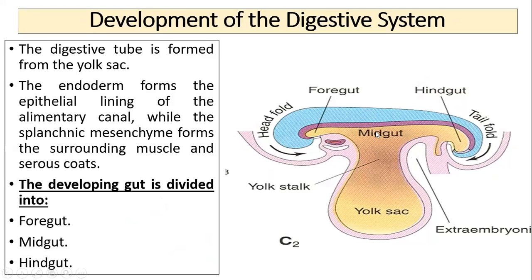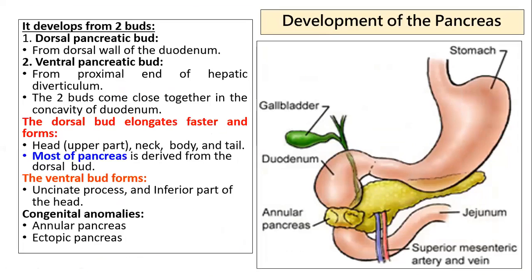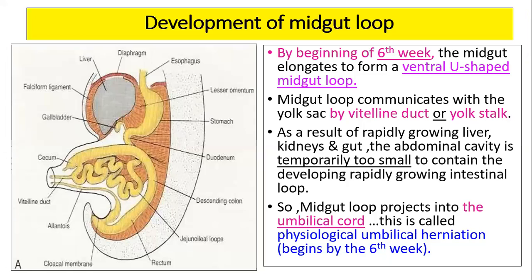So the midgut starts communicating with the yolk sac through the yolk stalk, which now becomes very small here. Now it is called the vitelline duct. Vitelline duct. If you can see here, this is the vitelline duct now. The midgut loop starts communicating with the yolk sac by the vitelline duct or the yolk stalk.